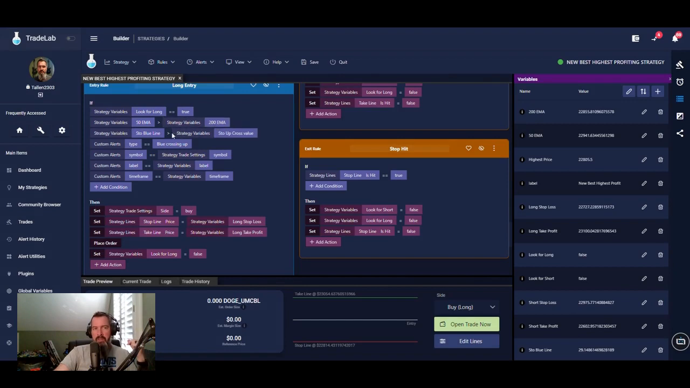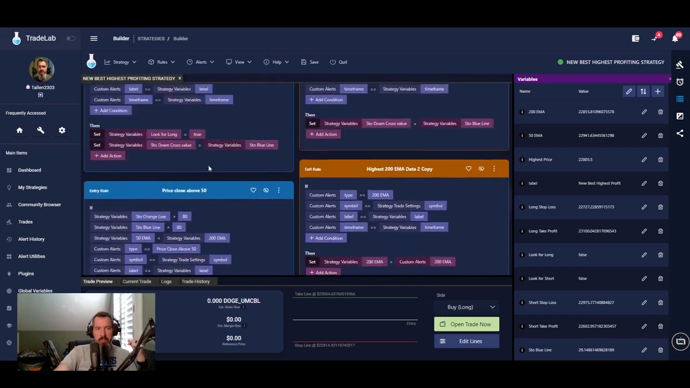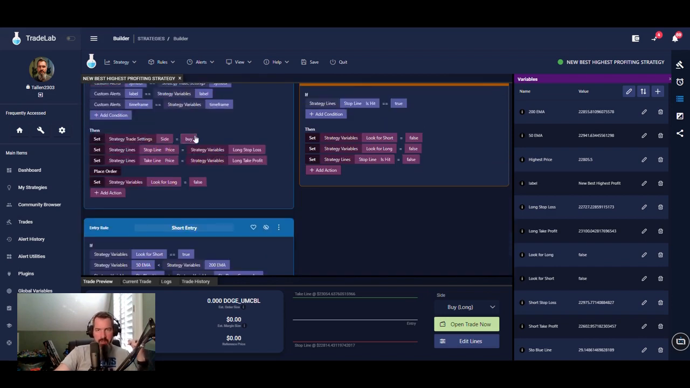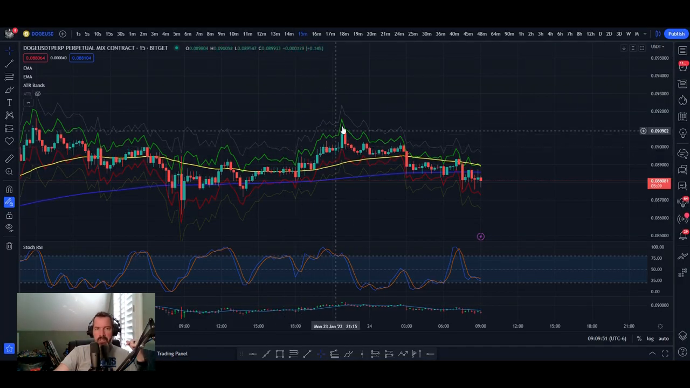The 50 is above the 200. The stochastic blue line variable is currently greater than the cross up variable. This one is making sure the current blue line is greater than the one we stored. When that happens, we set the side to buy, so we're taking a long. We're going to set the stop line price to the long stop loss, which is our red line right here. Then our take line price is going to be set to the long take profit, which is this upper gray line.